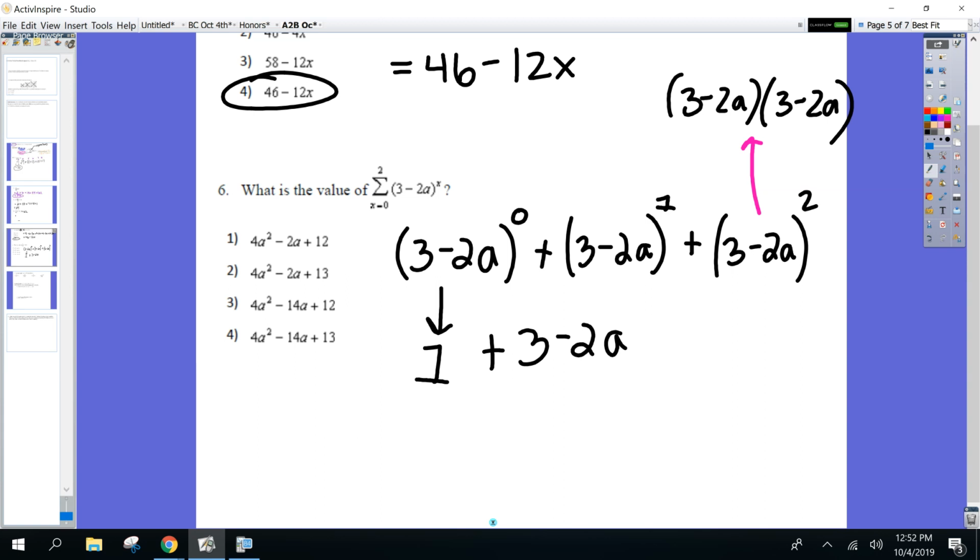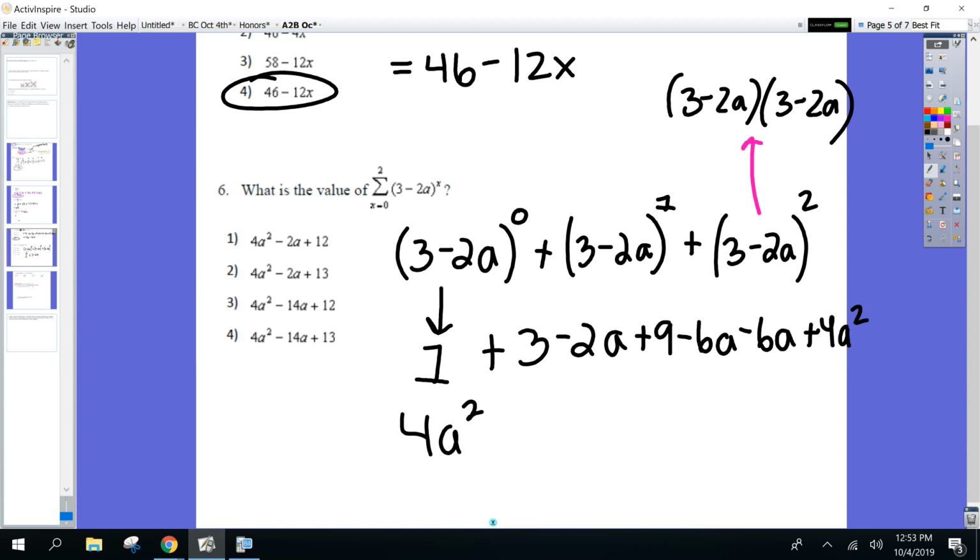So you guys are getting 9, right? Minus 6A. Minus 6A. And then what are you getting for that last term when you do negative 2A times negative 2A? Plus 4A squared. All right, you got a lot of combining to do, right? So 4A squared.